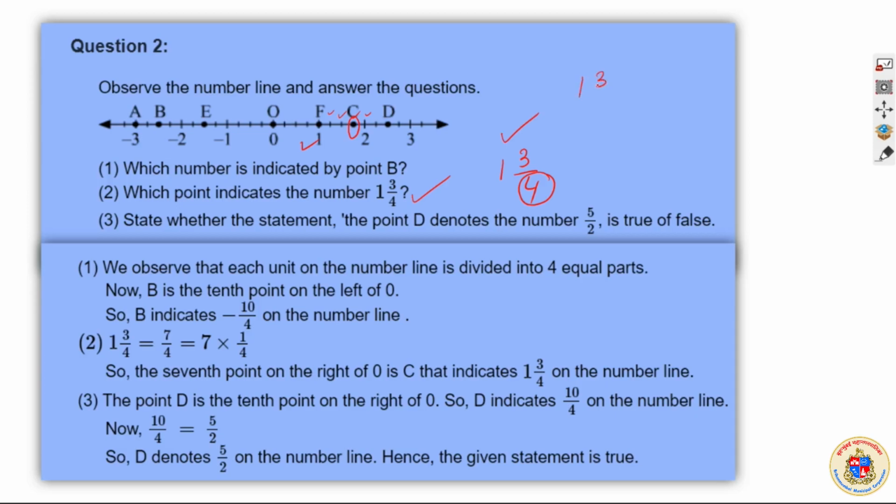Another way of getting it is 1 and 3 upon 4 is equal to 1 into 4 plus 3, 7 upon 4, correct? If that is the case, you can simply count from here 1, 2, 3, 4, 5, 6, 7, 7 upon 4. This way also you can locate. So all these questions check how much you know about number line and representing rational numbers on number line, how it appears on number line. And these two are not that difficult.